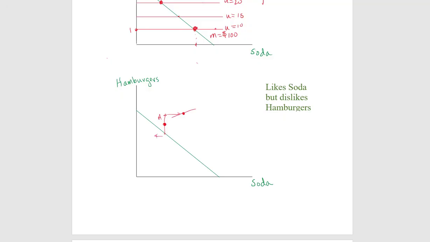So these indifference curves may look something like this. And this utility, let's say, could be 10. If I had no hamburgers at all and just this little bit of soda, I would have 10 utils. But the more hamburgers you give me, the more soda you'd have to give me to keep me equally happy.